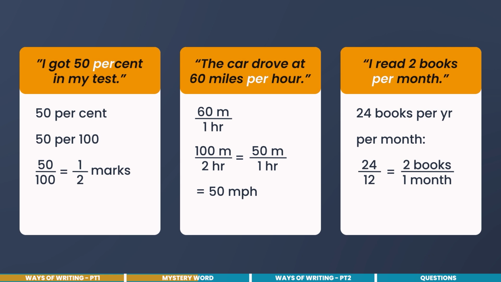The thing to notice in all of these examples is that the per thing should go on the bottom of the fractional ratio. So per cent has 100 on the bottom, per hour has the hours on the bottom, per month has the months on the bottom. So if you see a question and you're not quite sure what should go on the bottom and what should go on the top, look for the word per and put that thing on the bottom.